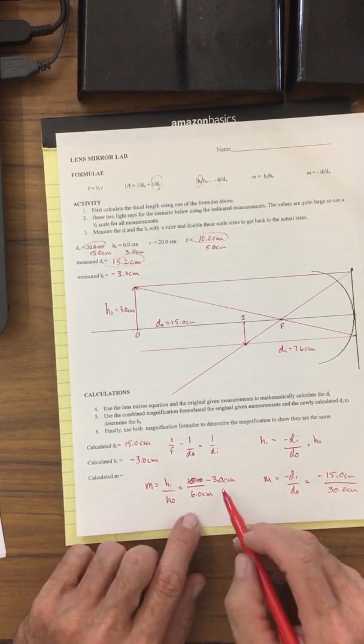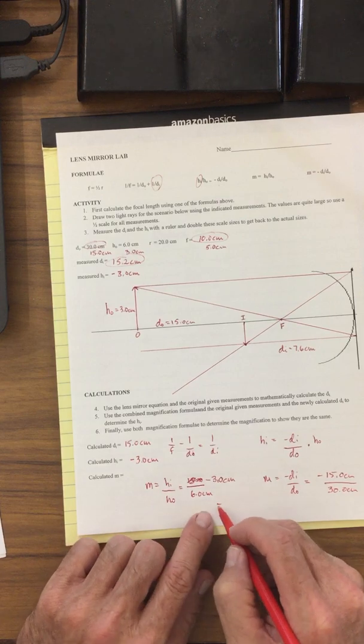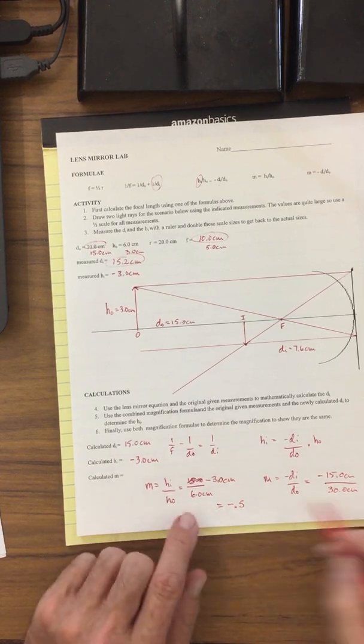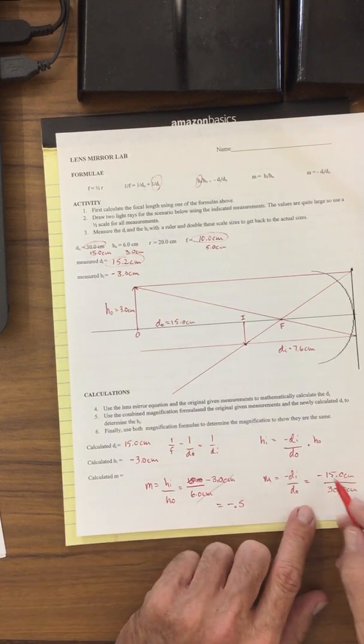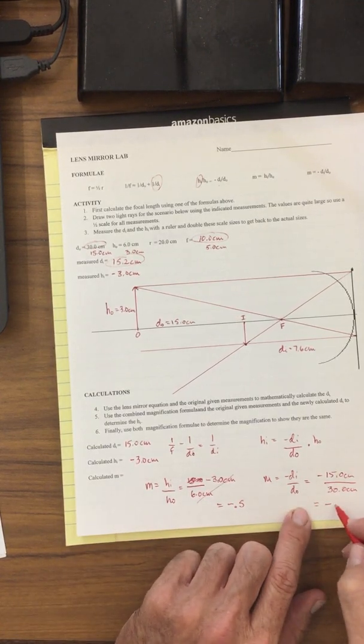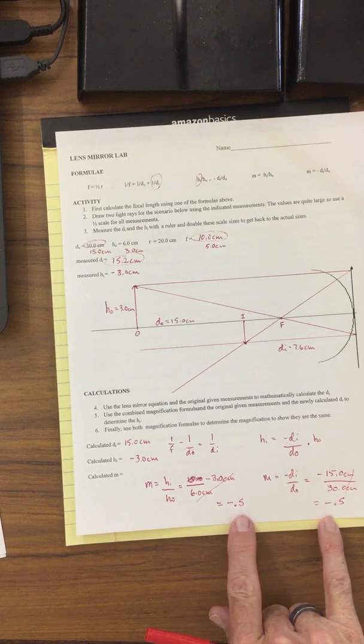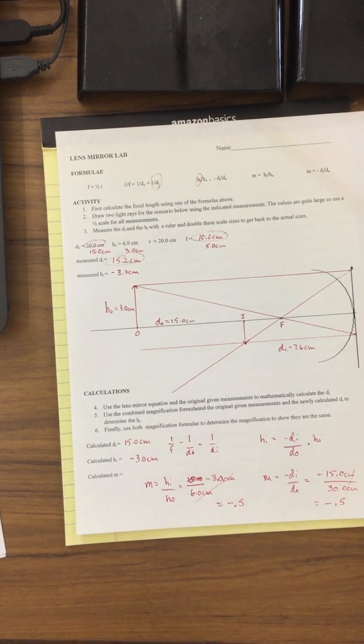These two should come out to be the same. Negative 3 divided by 6 is equal to negative 0.5. Centimeters cancel. And negative 15 divided by 30 will give you negative 0.5. Centimeters cancel. So both of these show that that is the correct answer.